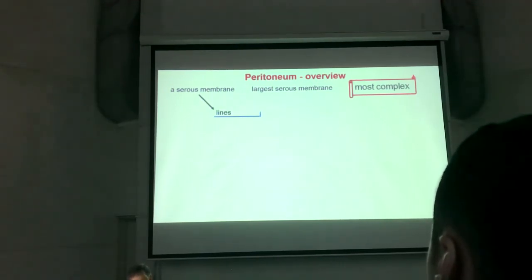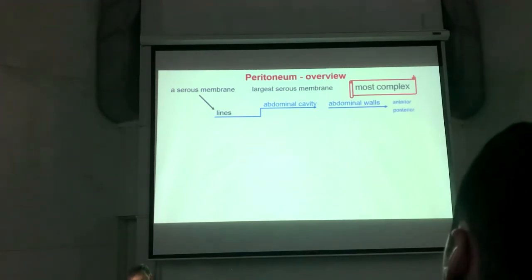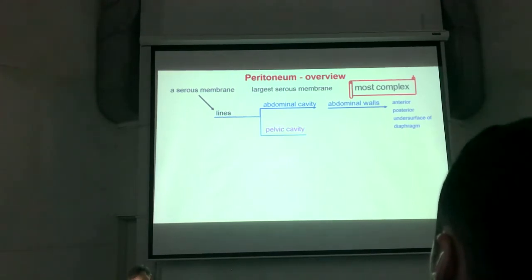Now, serous membrane, it's going to line the abdominal cavity, abdominal walls, all of them, diaphragm, posterior, and anterior. It also lines the pelvic cavity, the walls.